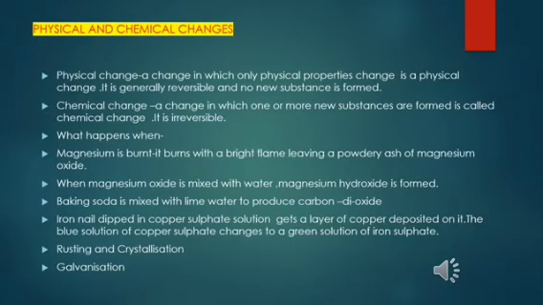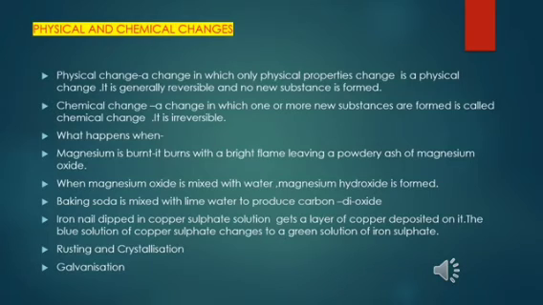Physical and chemical changes. First, learn to define physical change and chemical change. A change in which only physical properties change is a physical change. It is generally reversible and no new substance is formed. A change in which one or more new substances are formed is called a chemical change, and it is usually not reversible. Understand how to write it if you are asked to differentiate the following.